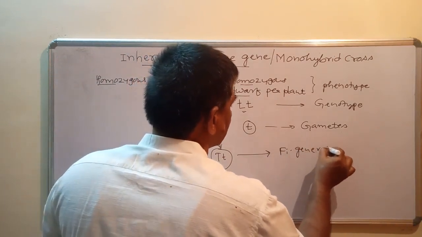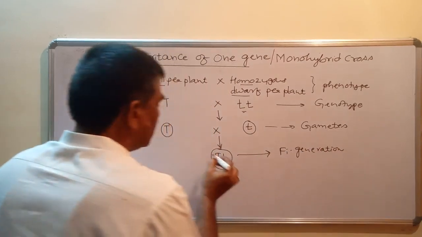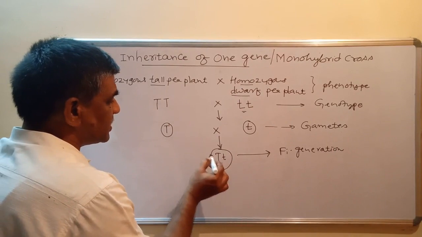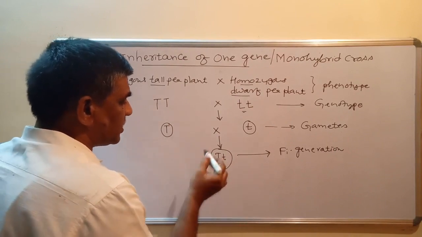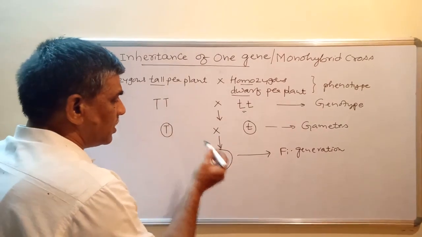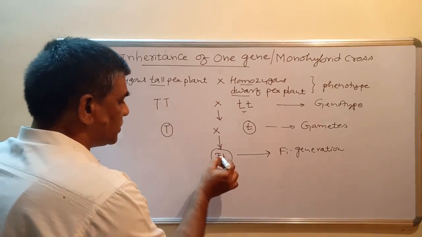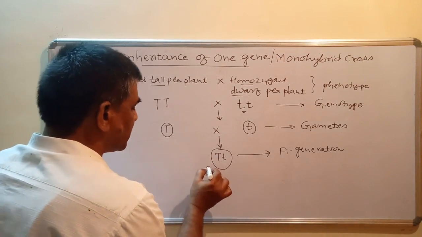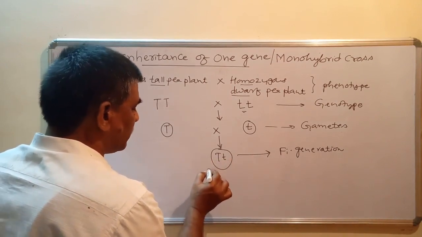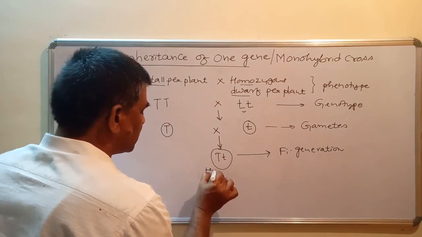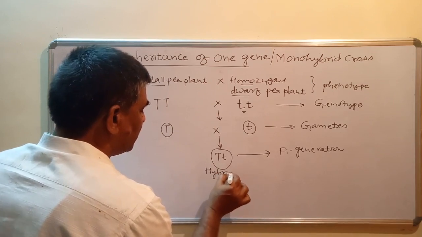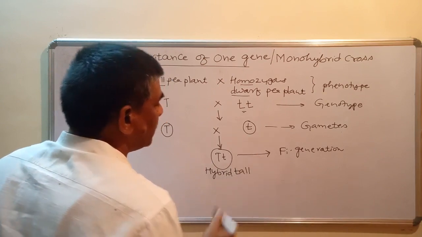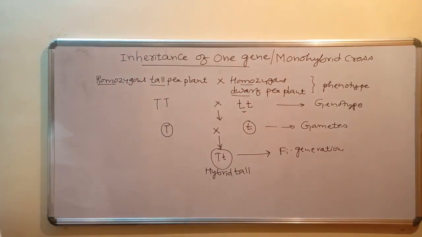Plants of F1 generation. And here we have to write its phenotype. Capital T shows the dominant characteristic, and small t shows the recessive characteristic. So that dominant will suppress the recessive. Therefore, phenotypically it appears tall, but it has a dwarf character also. Therefore, it is a hybrid tall plant. All F1 plants are hybrid tall plants only.